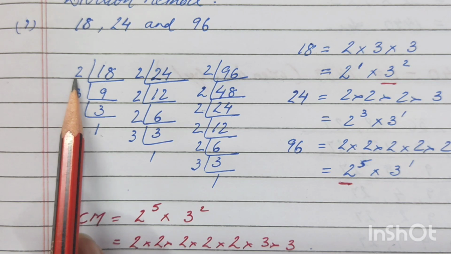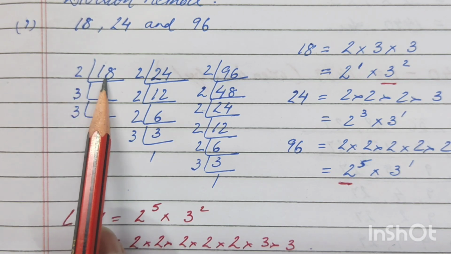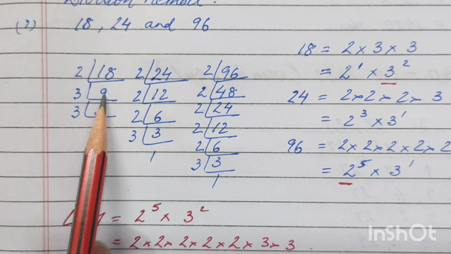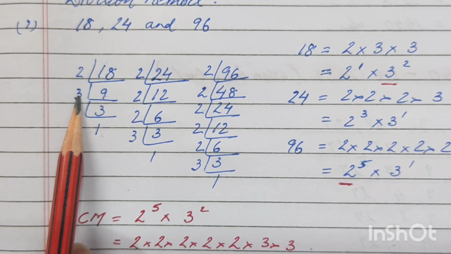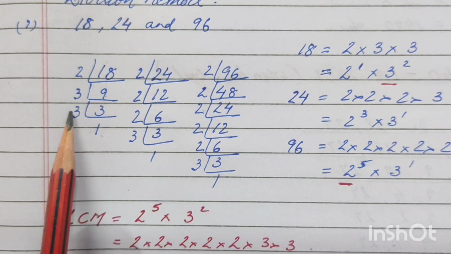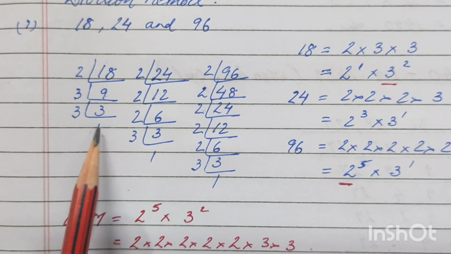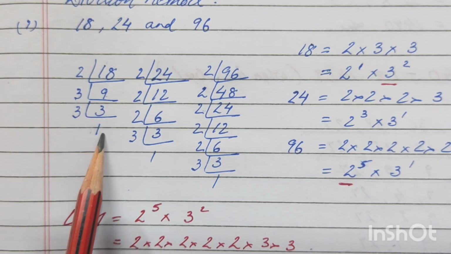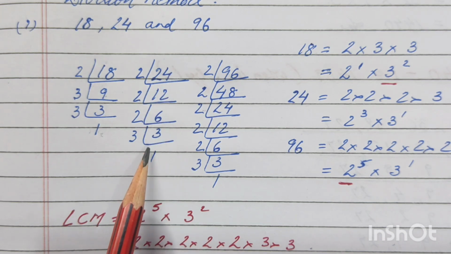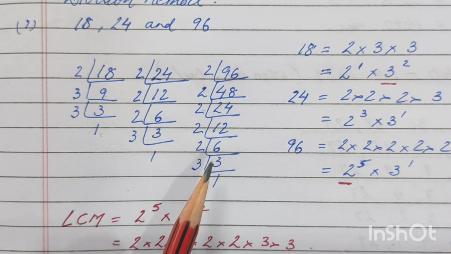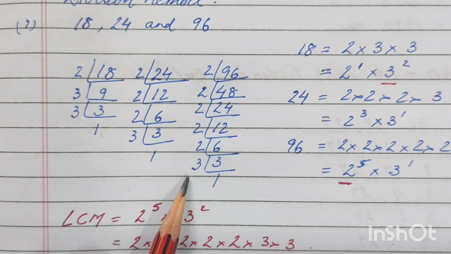With the smallest number, we start dividing the number. 2 will divide 18 9 times. Now 2 will not divide 9, so I have taken 3. 3 will divide 9 3 times. Now 3 will again divide 3 1 time. And when you get 1, you stop over here. Similarly, you're going to do it for 24 as well as 96. So these are the factors.